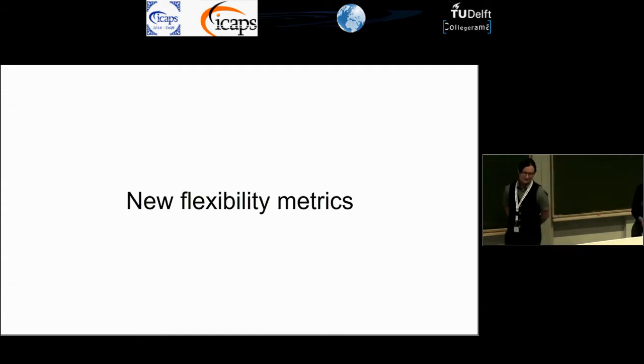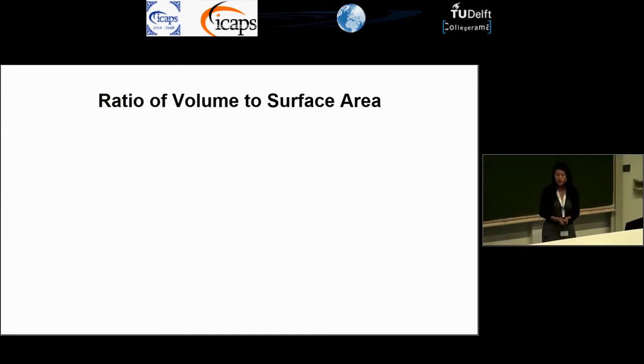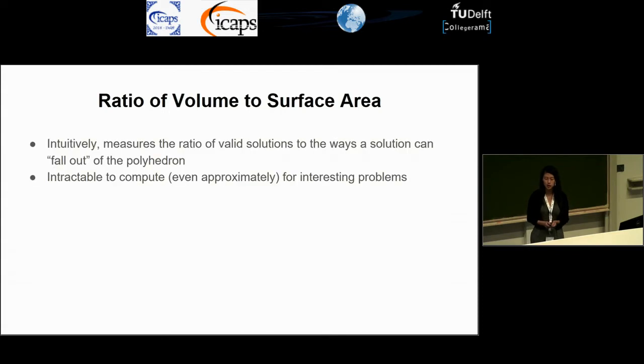So based on our geometric view of STNs, we came up with a couple of new flexibility metrics. The first one is the ratio of volume to surface area of a polytope. The idea of this came out of the fact that volume is the entire solution space of an STN, and the surface area measures something like the number of ways a solution might fall out of the STN, or like if an error occurred, the likelihood that it would fall out. So that is intuitively what the ratio of volume to surface area would measure.